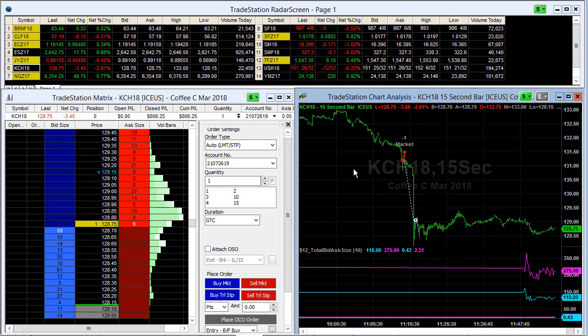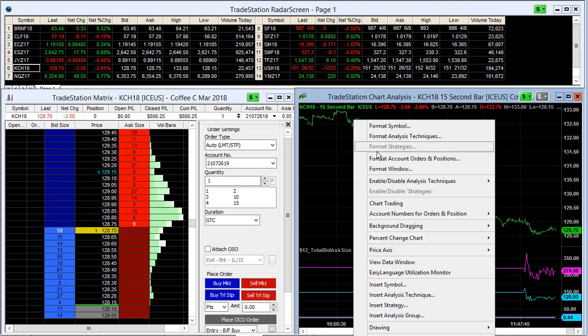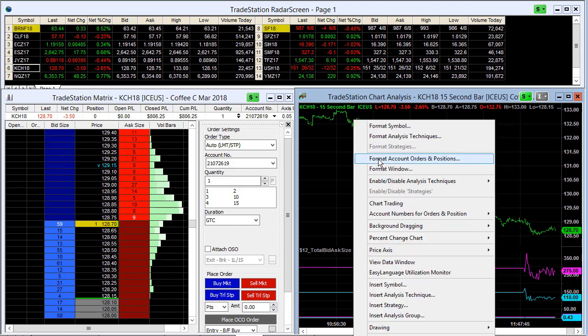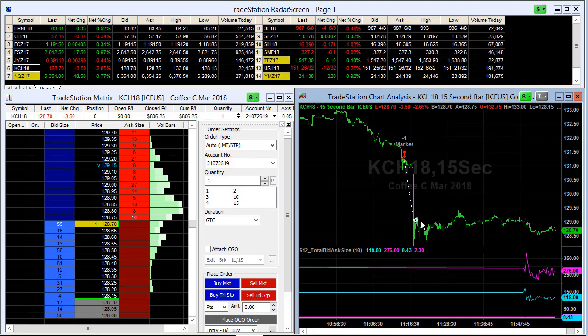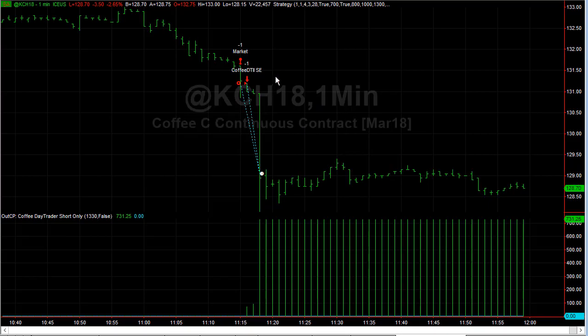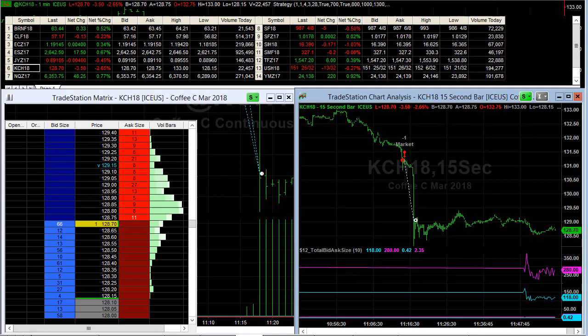You can turn that off if you right click and you go to format account orders and positions and then uncheck the first box, and these bubble arrows will go away. And if you do that on your trading system workspace, then you'll only see the signals. But I want to show you this to show you the coffee trade.